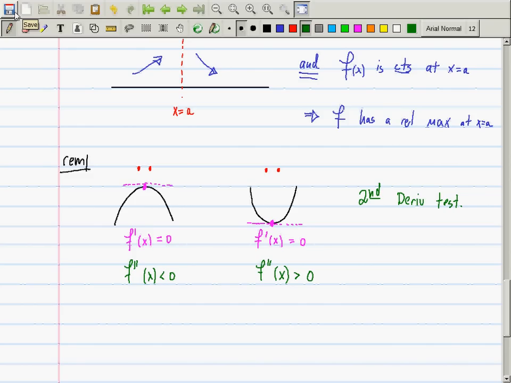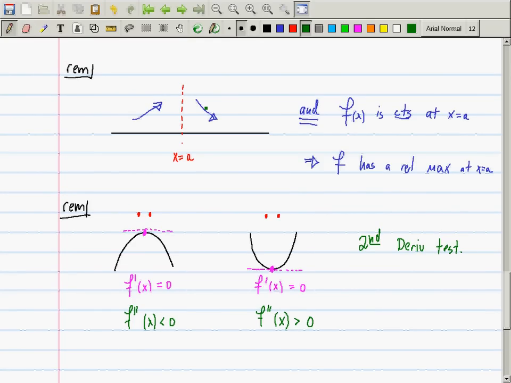You're at a relative min. So this is the second derivative test. On the last question that we did, I used this. This is called the first derivative test because you're using information from the first derivative. This is called the second derivative test because you're using information from the second derivative. Either one of them is a completely legitimate thing.